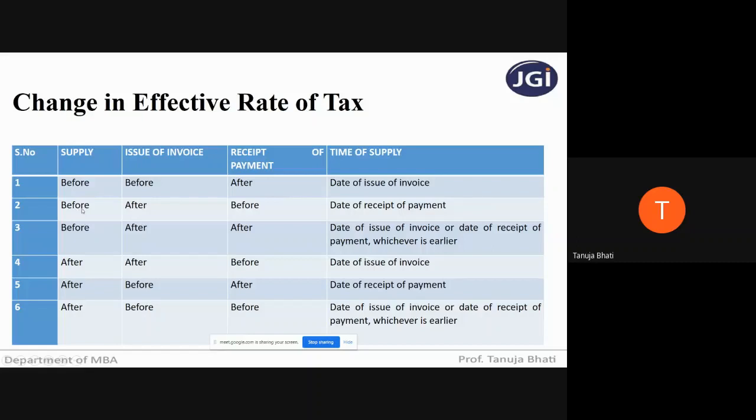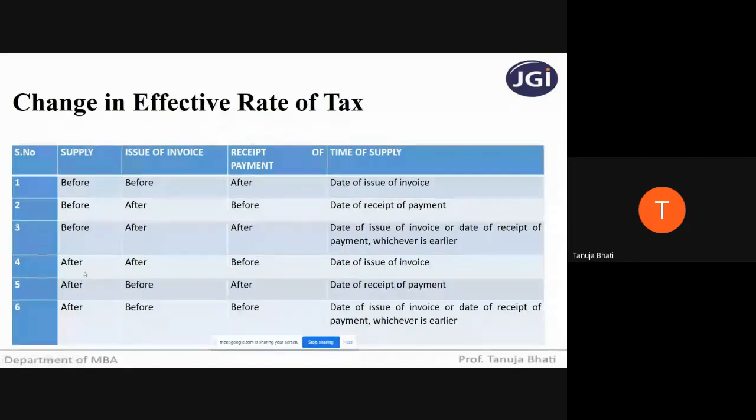Similarly, second one, if the supply is before, but the issue of invoice is afterwards, and the receipt of payment is before, then it is going to be the date of receipt of payment. Supply is before, the issue of invoice is afterwards, receipt of payment is afterwards, then the rate applicable will be the rate on the date of issue of invoice or the date of receipt of payment, whichever is earlier.